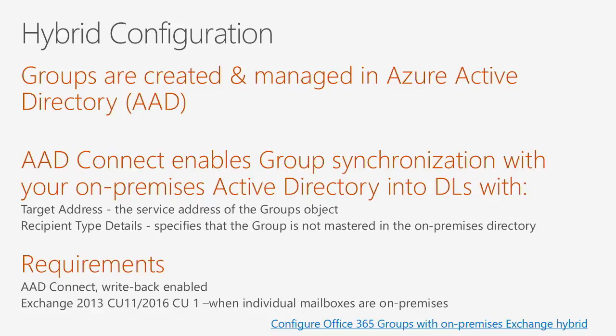There are some specific requirements, and there's an article with a hyperlink to all the details on this. In Azure AD Connect, you need to enable write-back, obviously, to be able to perform that feature, and that'll push those groups across. But you also need to be on Exchange 2013 CU11 or Exchange 2016 CU1 to be able to do that. So older versions of Exchange, while they will hybrid with Office 365, won't allow that write-back feature of groups to push back, and you'll have limited capability down for those people that don't have a mailbox.